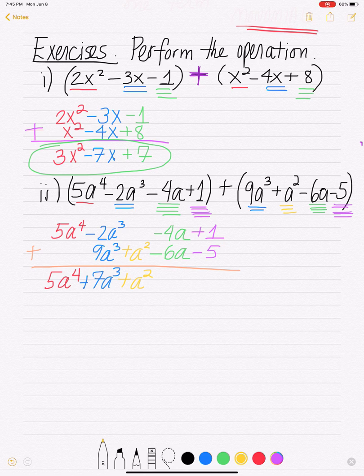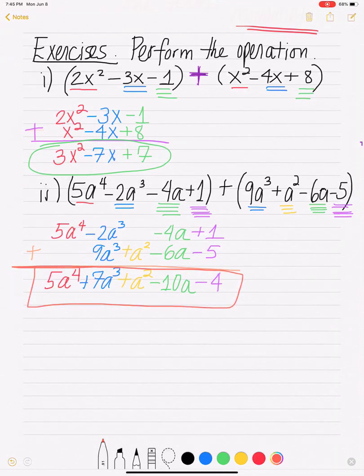Then we want to combine the green terms, right? Minus 4a and minus 6a is minus 10a. And finally, we want to combine the violet terms, positive 1 and negative 5. These are just constants. 1 and negative 5 gives you negative 4. This is going to be our final answer here. So final answer here is 5a to the fourth plus 6a cubed plus a squared minus 10a minus 4, right? None of these can be combined together because they're all distinct terms. All right.